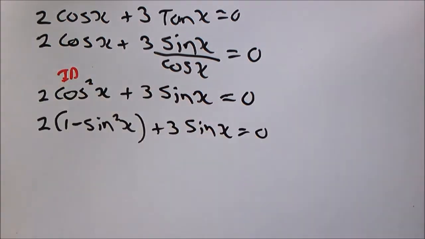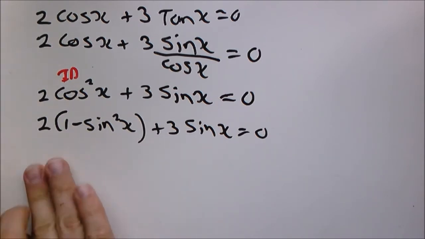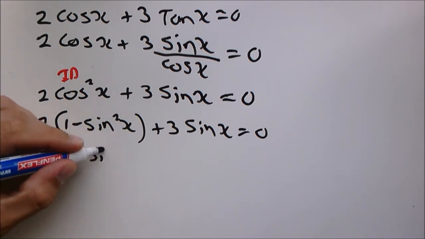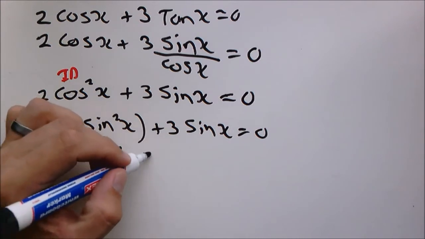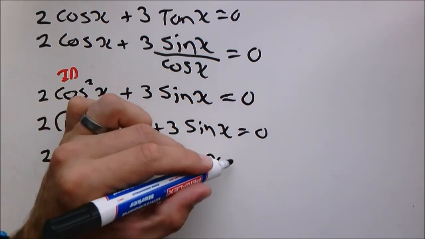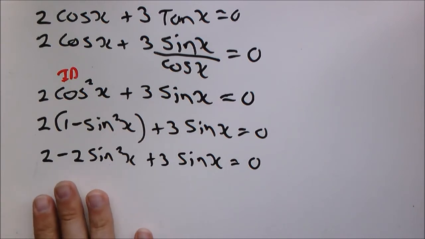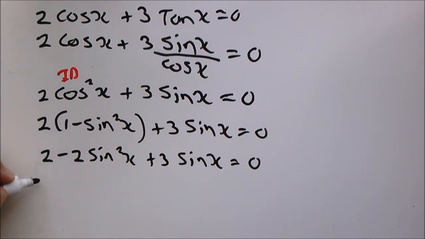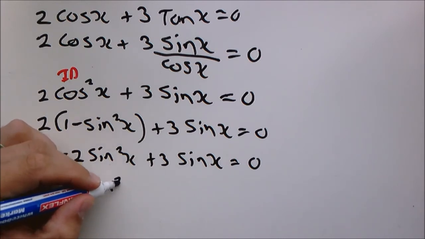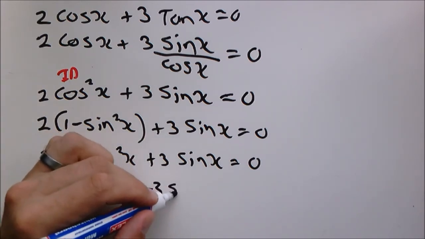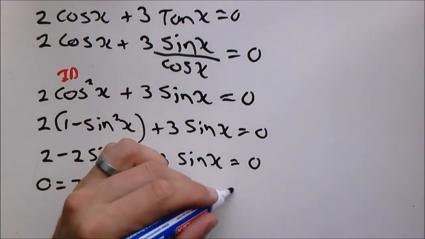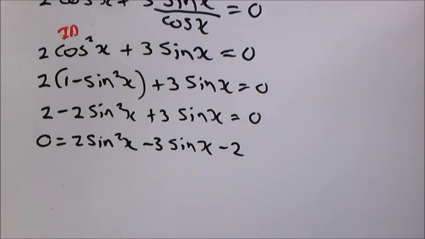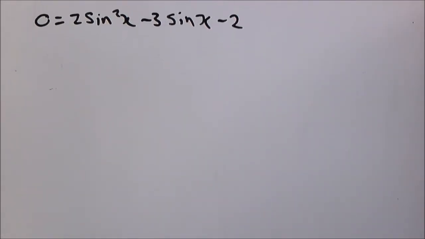Okay, now we're going to simplify. This is multiply in. This is 2 minus 2 sine squared x plus 3 sine x equals 0. Now I'm taking everything to the right hand side to get rid of that negative there, and then I'm putting it in the correct order as well. So 0 equals 2 sine squared x minus 3 sine x minus 2. And there we have our trinomial in a format that we can work with.